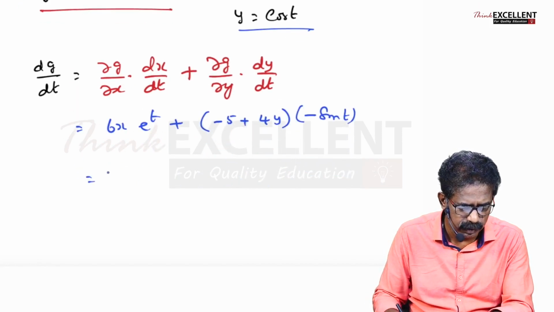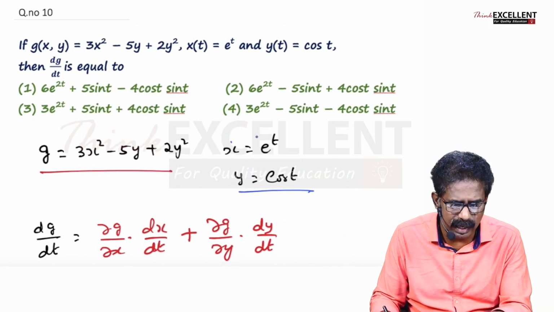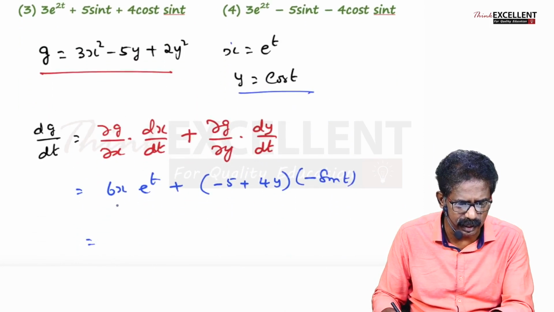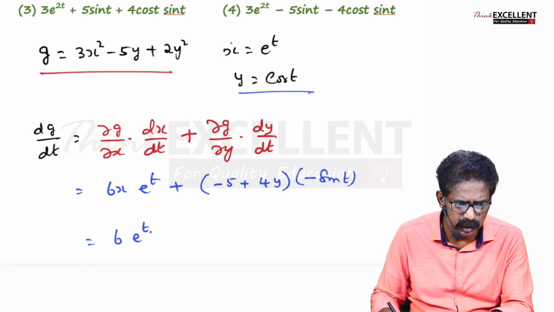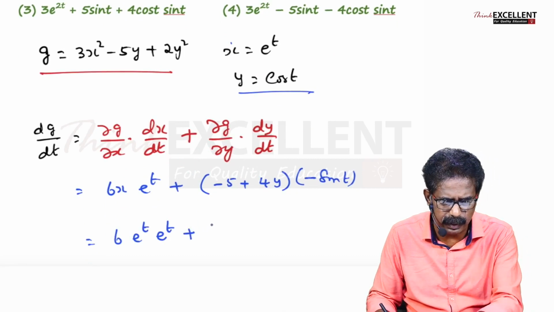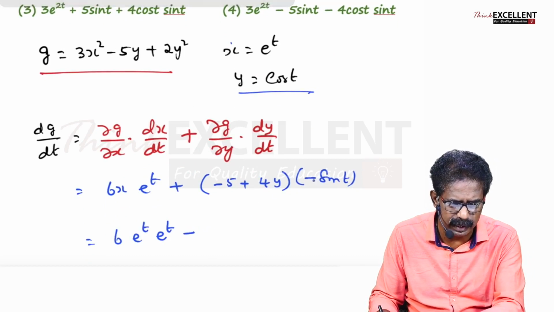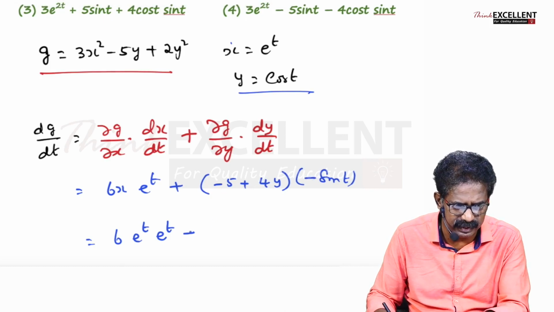So now we multiply. At the same time you substitute the values of x and y. x value e raised to t, y value cos t, right? So 6 into x value e raised to t into another e raised to t, plus, you can multiply by the outside, there is a minus, no? Minus sin t into minus 5, minus plus 5 sin t.